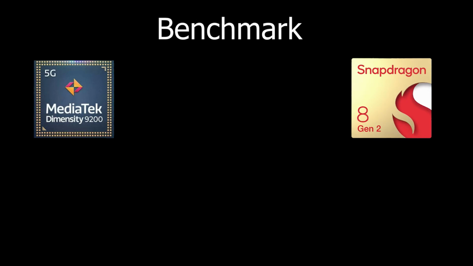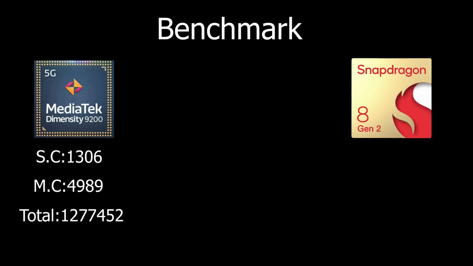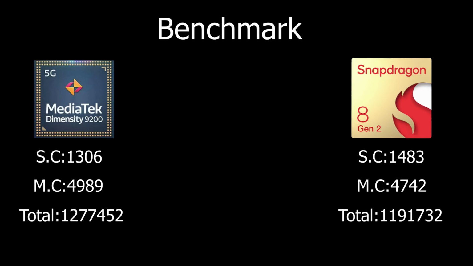Talking about the benchmarks, on the Dimensity 9200 you'll get a single core of 1306, multi core of 4989, and the overall total is around 12 lakhs. But here in the Snapdragon 8 Gen 2, you will get a single core of 1483, multi-core of 4742, and the overall is also near 12 lakhs.